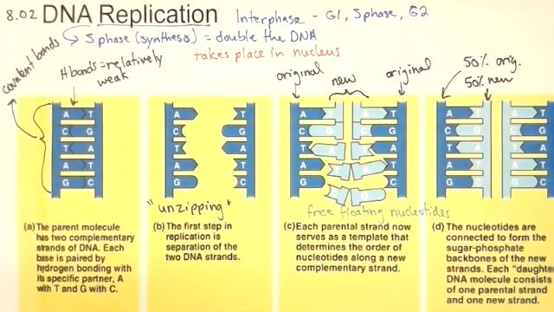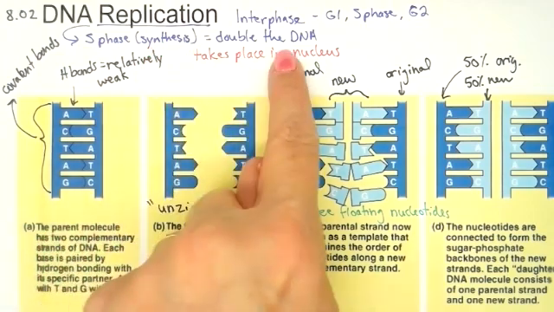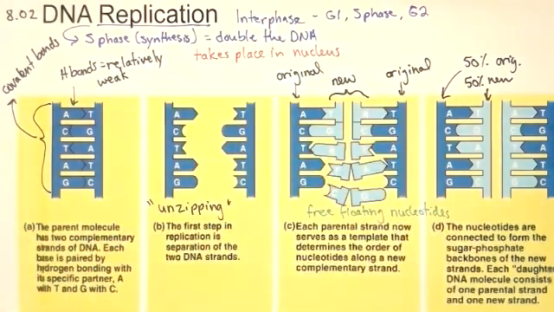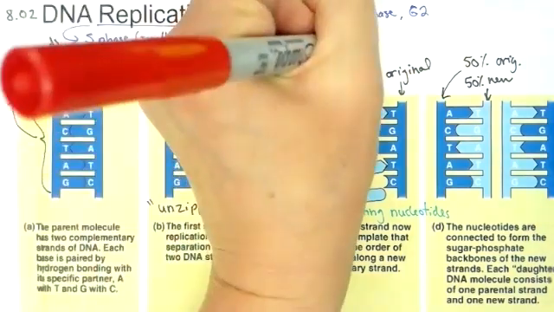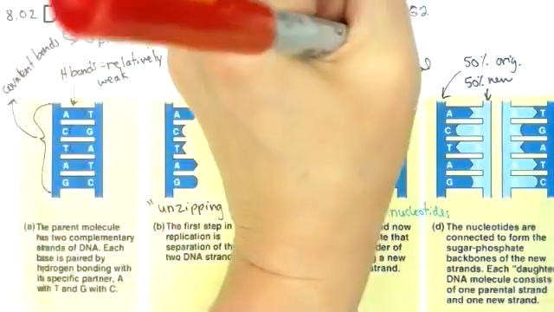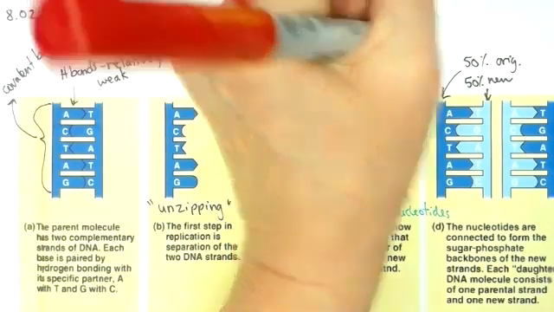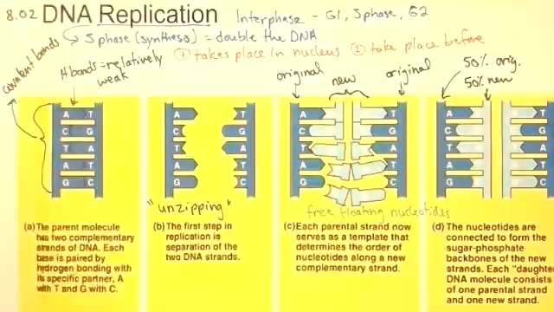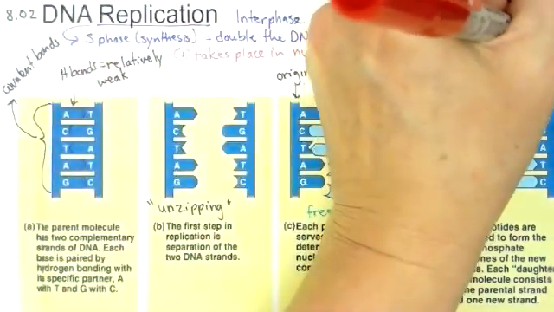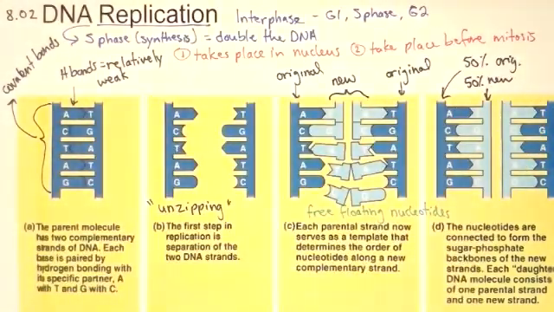But what are our takeaways here? We're talking about the synthesis that takes place in interphase during the S phase. This takes place in the nucleus, and this needs to happen before mitosis. Because if you don't double your genetic information, then your new cells aren't going to have the genes and the DNA that they need.